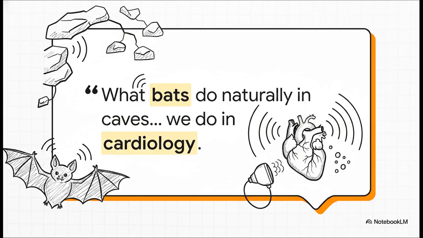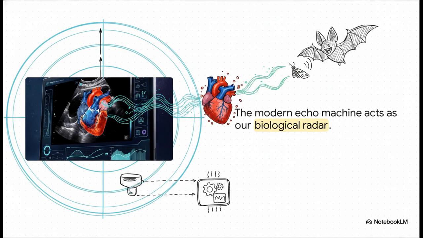Clinical echocardiography isn't just some intimidating, arbitrary technology. It's actually just a human-engineered extension of a brilliant, naturally occurring biological adaptation. Just as the bat's brain processes sound waves to visualize that moth, the modern echo machine acts as our own sophisticated biological radar. That transducer probe you hold in your hand sends ultrasound waves into the chest, listens for the echoes bouncing off moving red blood cells, which creates that vital frequency shift we talked about, and then its internal processor translates those echoes into the dynamic, real-time images you see right there on the screen.